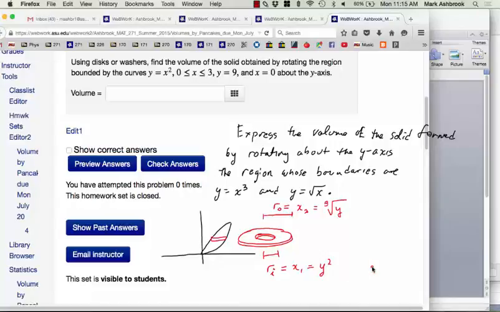Okay, I'll put that much up there, and we've got to move on. So here's your typical washer. Outer radius x2, which is the cube root of y. Yeah, that what you got? Inner radius is your x1, y squared. Yes.